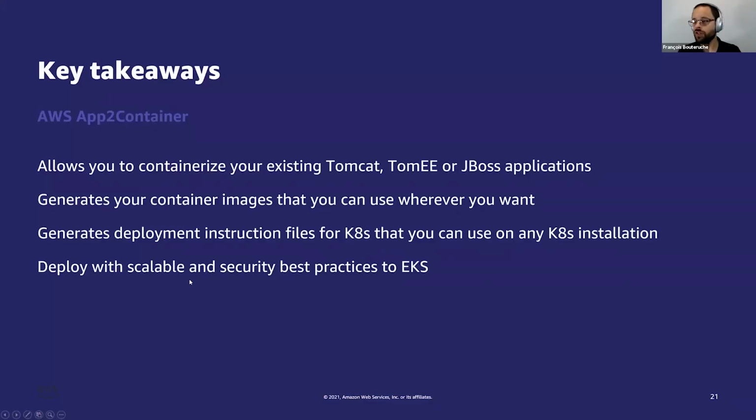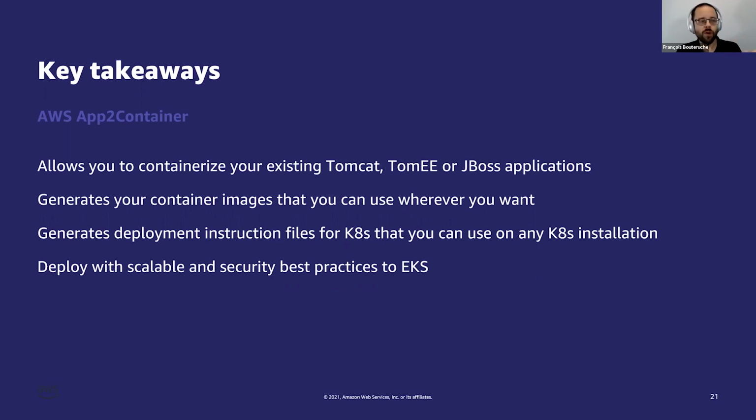So just a few key takeaways about App2Container. It allows you to containerize your existing Tomcat, Tomee, or JBoss application, and it generates your container images that you can use wherever you want. It also generates your deployment instruction file for Kubernetes that you can use on any Kubernetes installation. And it deploys on your AWS account with scalable and security best practices. So if you don't know anything about EKS, you can start your experiment very easily.